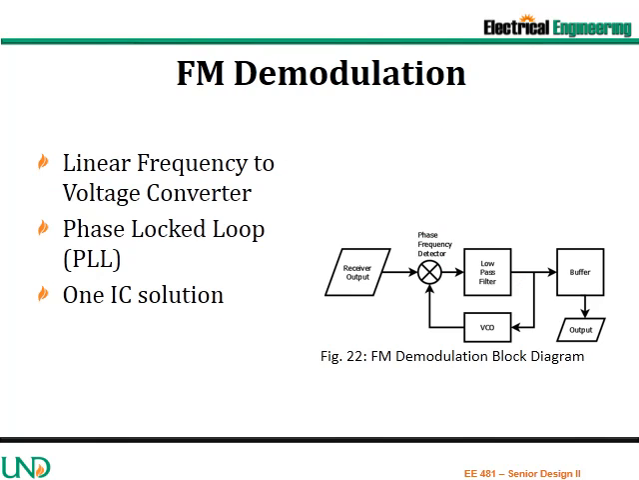Frequency demodulation requires a frequency to voltage conversion. A phase lock loop is one solution to this problem. The receiver output is fed into a phase frequency detector. This circuit creates an error signal, which is fed into a low-pass filter. The voltage-controlled oscillator has a nearly linear voltage to frequency transfer function.